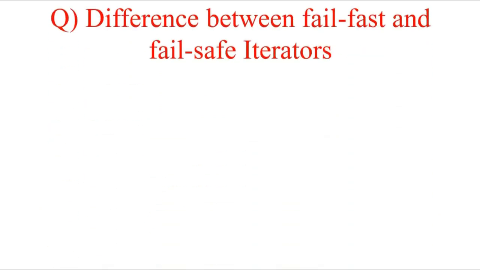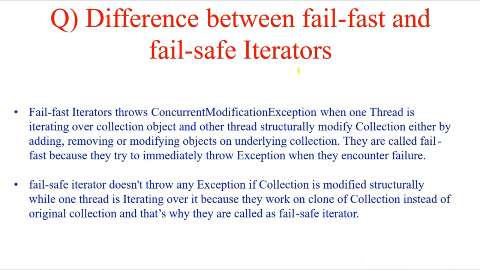Now, the third question is: what is the difference between fail-fast and fail-safe iterators? I've already told you when I was telling you about the linked list that to iterate or to access the elements, you always need an iterator. So there was a linked list iterator there. What's the actual difference between the two types of iterators, fail-fast and fail-safe? This is a very favorite question of an interviewer. It says that fail-fast throws ConcurrentModificationException. This is the very important thing which differentiates fail-fast and fail-safe iterators.